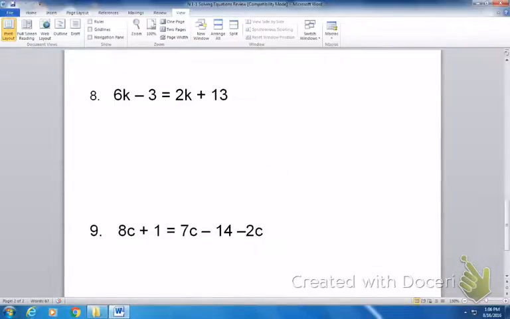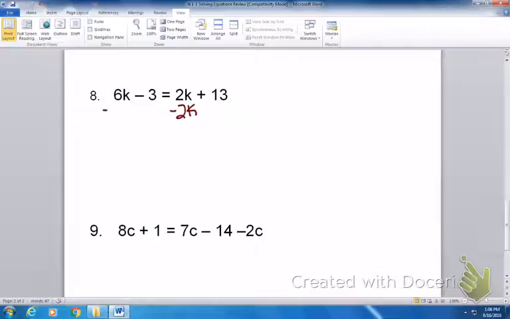Now, I don't see any parentheses, so I don't think there's any distribution, but what's different here is I have k, or the variable, on both sides of the equal sign, and I need them both on the same side. So you can kind of choose what you move. My favorite thing to do is move the small one to the big side, so we keep out of having negative numbers. So I'm going to subtract 2k from both sides.